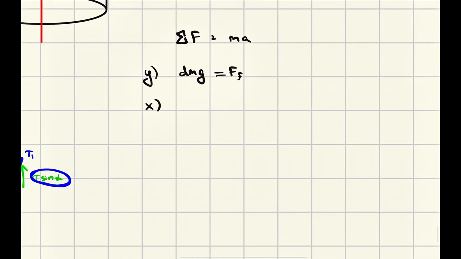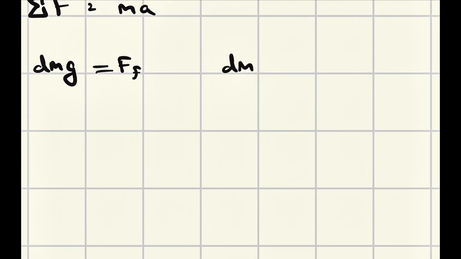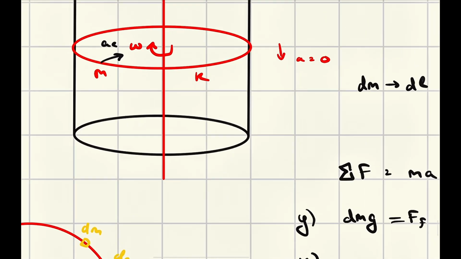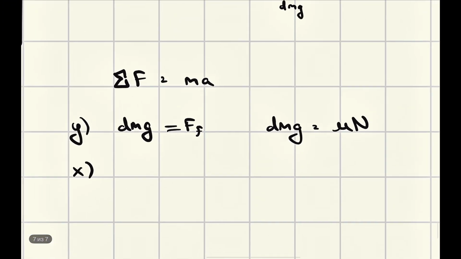So what can we do with this? We can say that dmg equals mu n. This is really important because it is in its last moment where it's going to go, and static friction is at its last limit. It's the maximum static friction. That's why we can say that it is mu n.